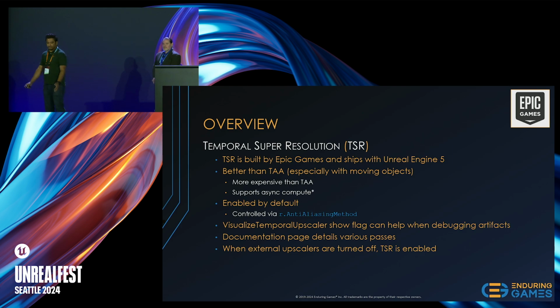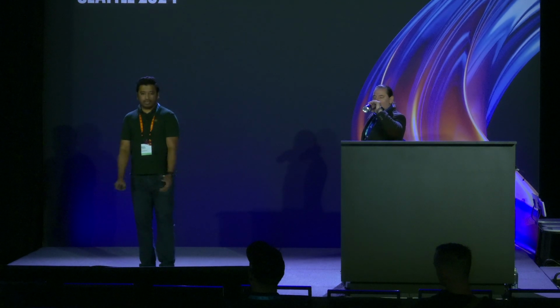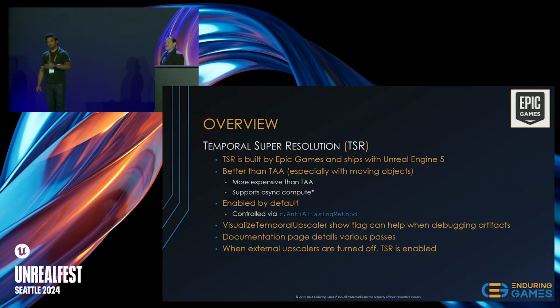As far as turning it on, it's controlled by the CVAR there. It's the anti-aliasing method. The value of 4 is the value that TSR uses. And Epic built a really cool visualizer for helping debug artifacts. One of the big things we will focus on today is artifacts and product decisions, so that's one of the ways you will debug it. And Epic has done a really good job of documenting the entirety of TSR and its passes and how things flow within the passes as well. And when you have other plugins integrated, if you turn off the associated enable flags on those plugins, TSR becomes the fallback, if the anti-aliasing method is set to 4.